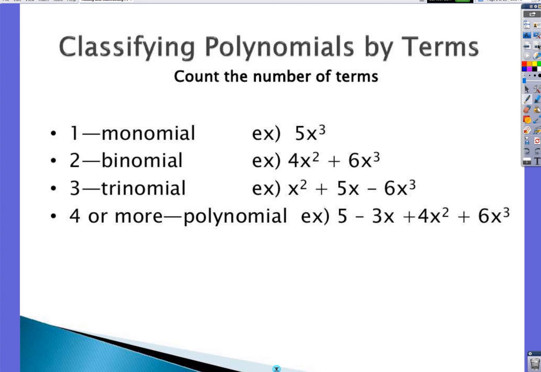Bonus question. A constant polynomial. What's the most amount of terms it could have? Just one, yeah. One.